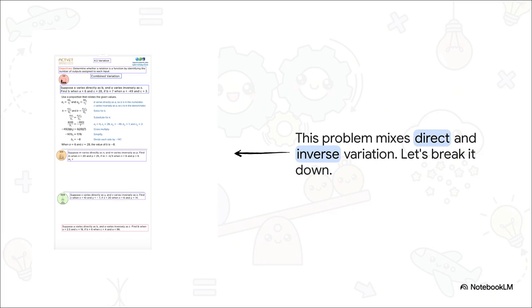A varies directly as B. Okay, that tells us B goes on top in the numerator. And inversely as C, that tells us C goes on the bottom in the denominator. And just like that, we've built our core equation.